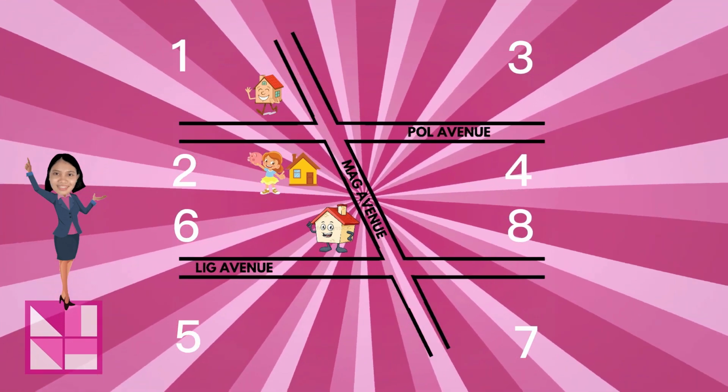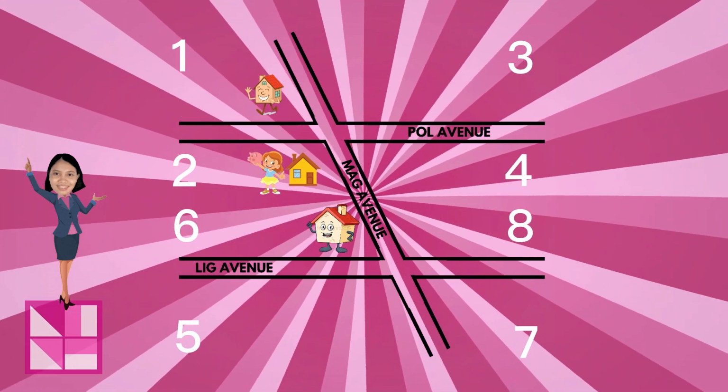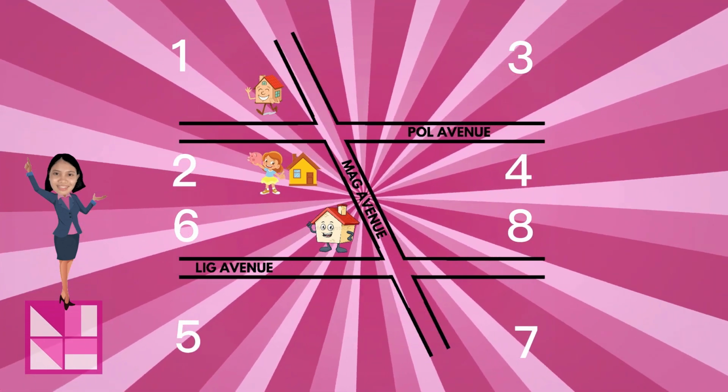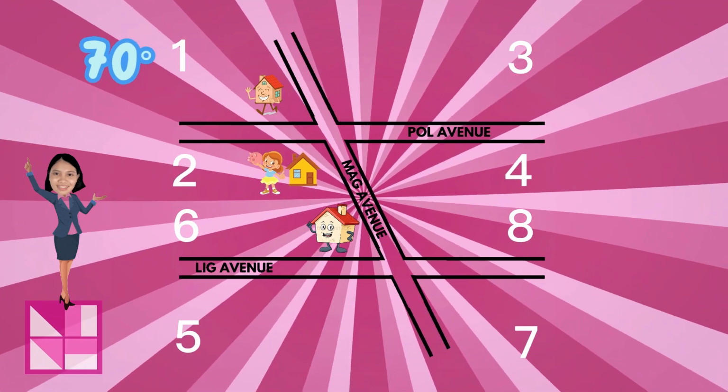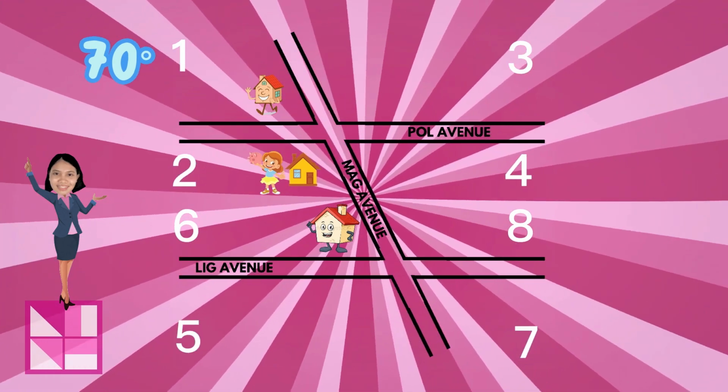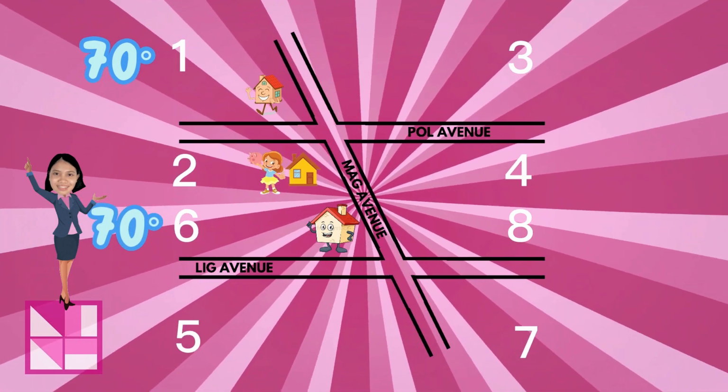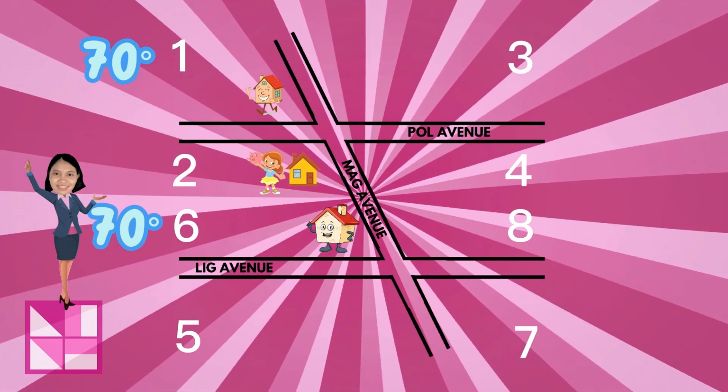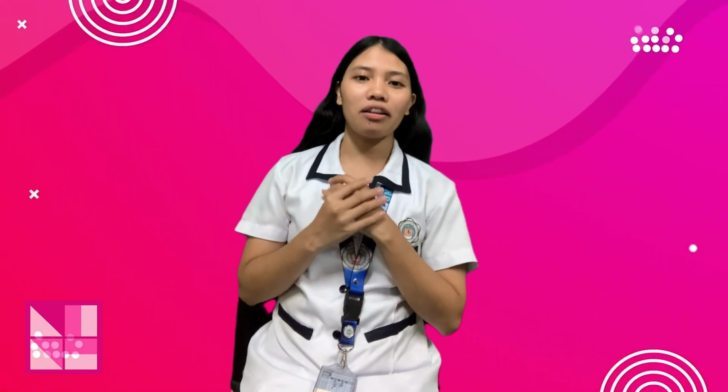Time is up. Let us now check your answers. Kuya Charles lives at angle 1, which measures 70 degrees. Kuya Melby lives at angle 6, which also measures 70 degrees. And Ate Ina lives at angle 2, which measures 110 degrees. Good job, learners! You all did well.